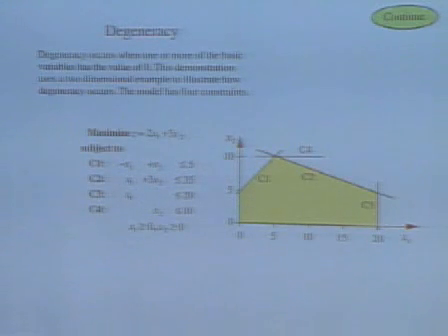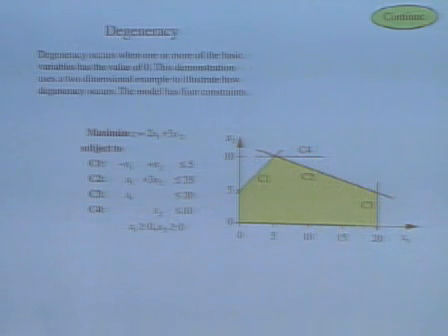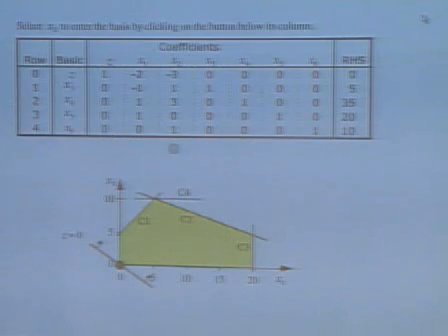So let's look at this example, except that there's another constraint. There's a constraint C4, which says x2 should be at most 10. Now let's actually see what happens, and we'll understand one additional difficulty that may come about. So this is the initial tableau.